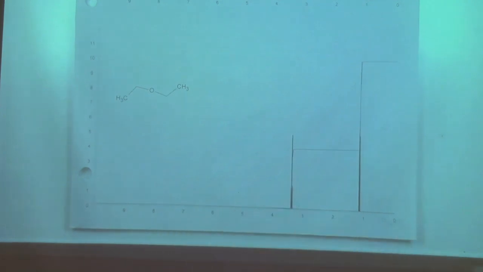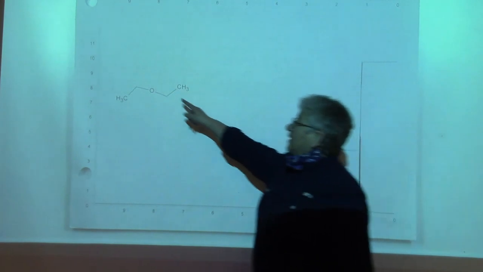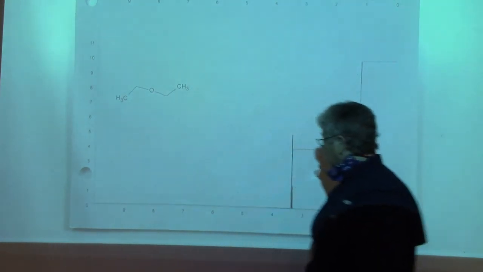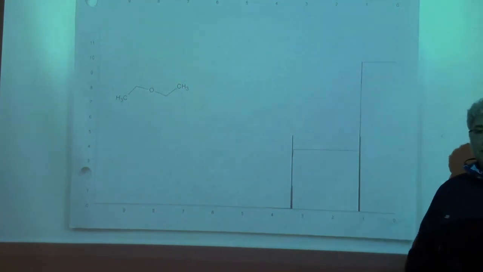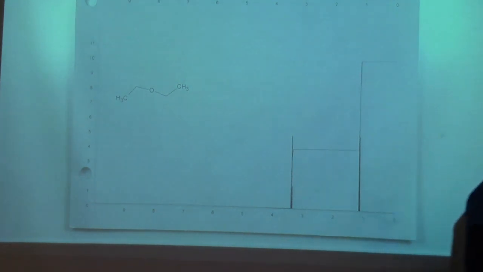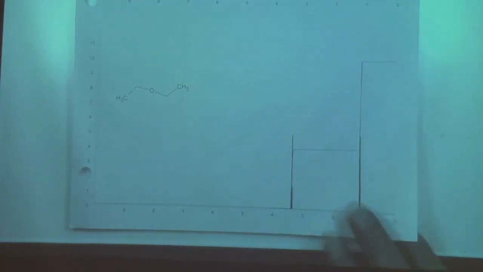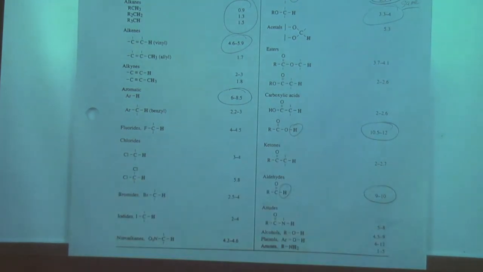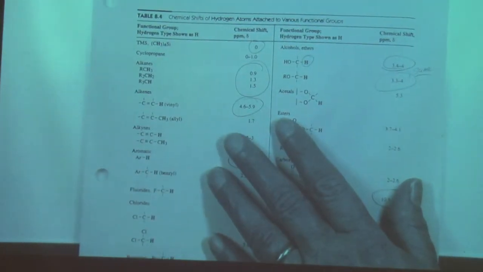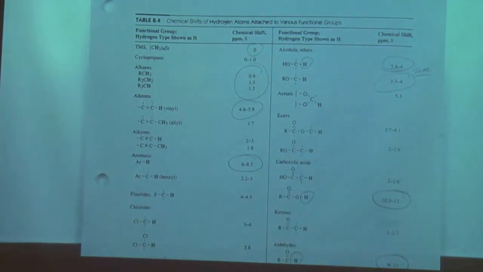And then the last example we looked at was diethyl ether, which we said had 2 different kinds of hydrogens, and you see 2 different kinds of hydrogens in the spectrum. So, chemical shift. Okay.